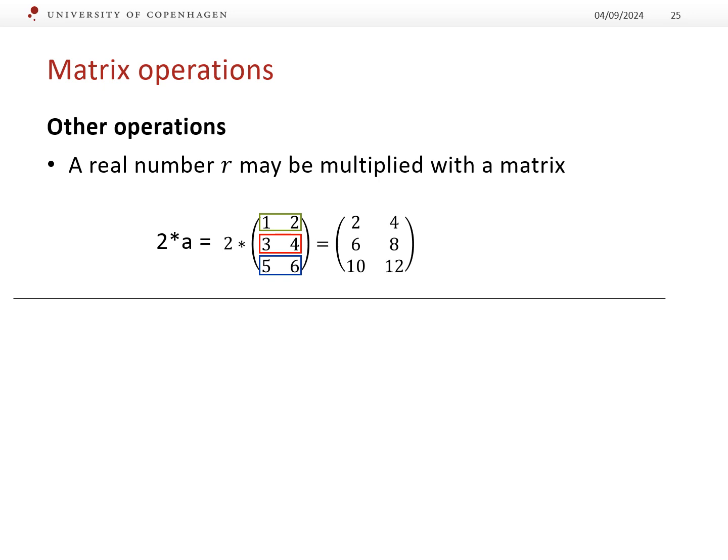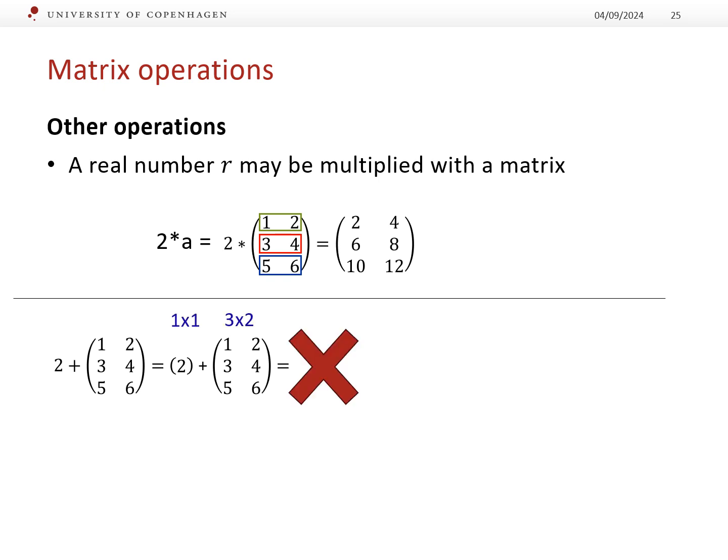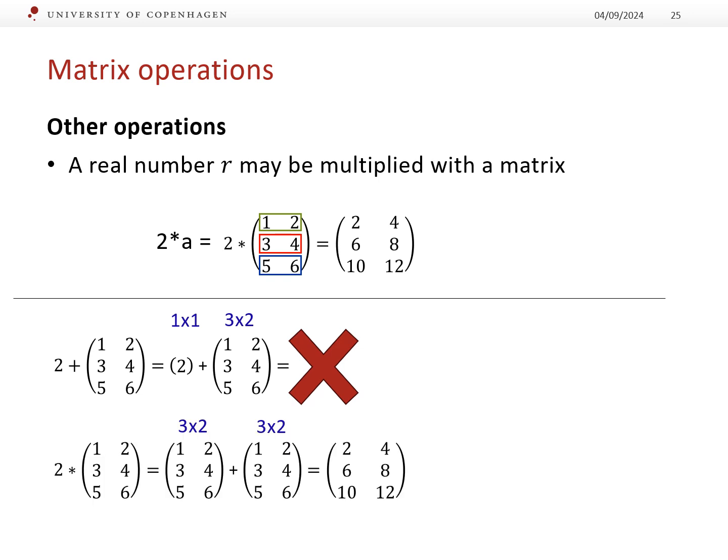Now you may be asking yourself, how come I cannot sum a real number with a matrix, but I'm allowed to multiply it? Well, that's because when you sum a number with a matrix, you are basically adding a 1 by 1 matrix to a matrix with other dimensions, and we already learned here that you cannot do that. However, when you multiply a number with a matrix, what you're doing is summing a matrix with itself as many times as the number indicates. And then, of course, the matrices being summed all have the same dimensions because they are the same, so that's okay.